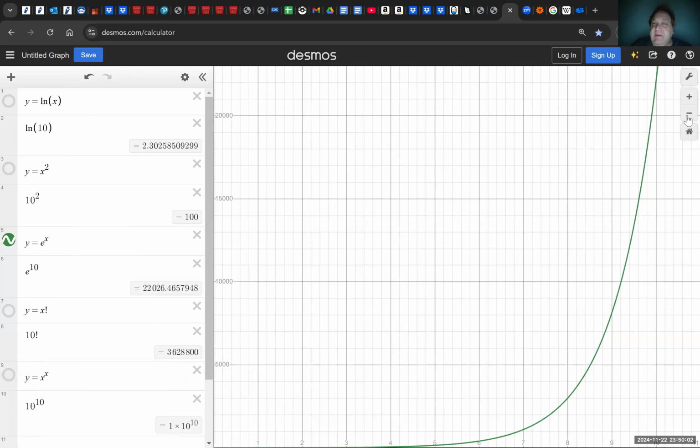So there's that thing right there. You can see now when x is 10, we can kind of see where the function is. It's right up here. Let me move over here somewhere.